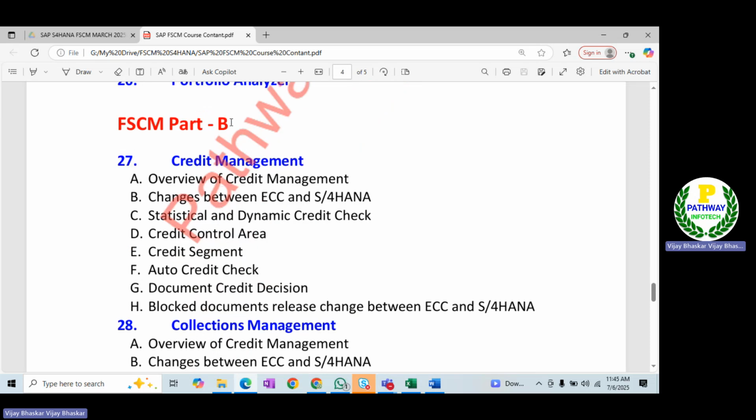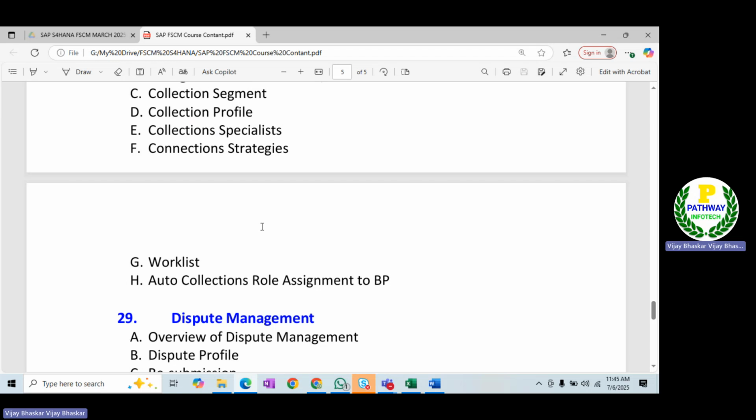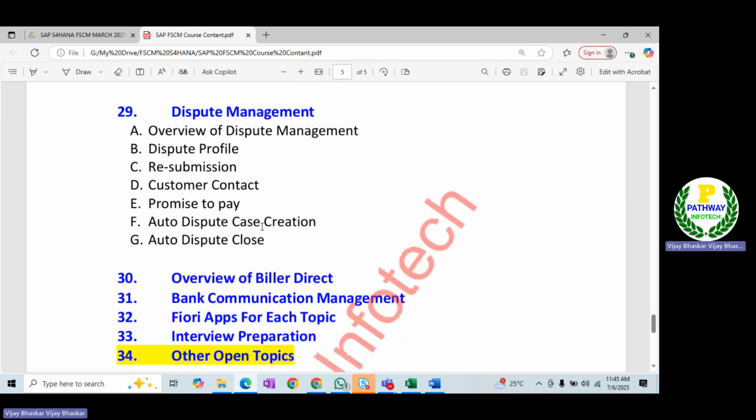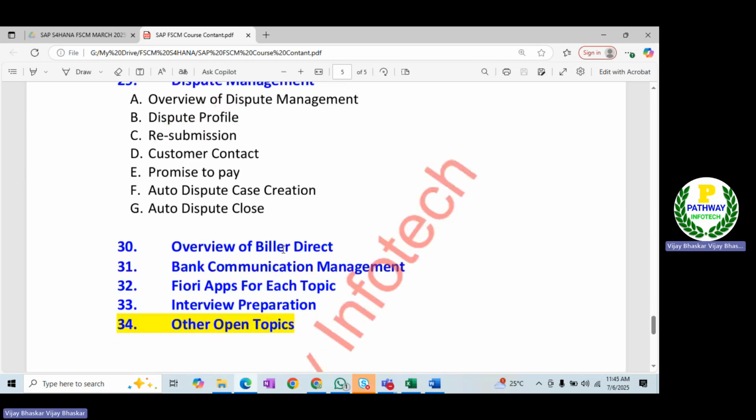Once part one is completed, part two is going to start. Part two is FSCM: credit management, collections management, dispute management, overview of Biller Direct, then bank communication management, and what are the Fiori apps which we are going to use in treasury, as well as other topics. Then the interview preparation and other open topics.